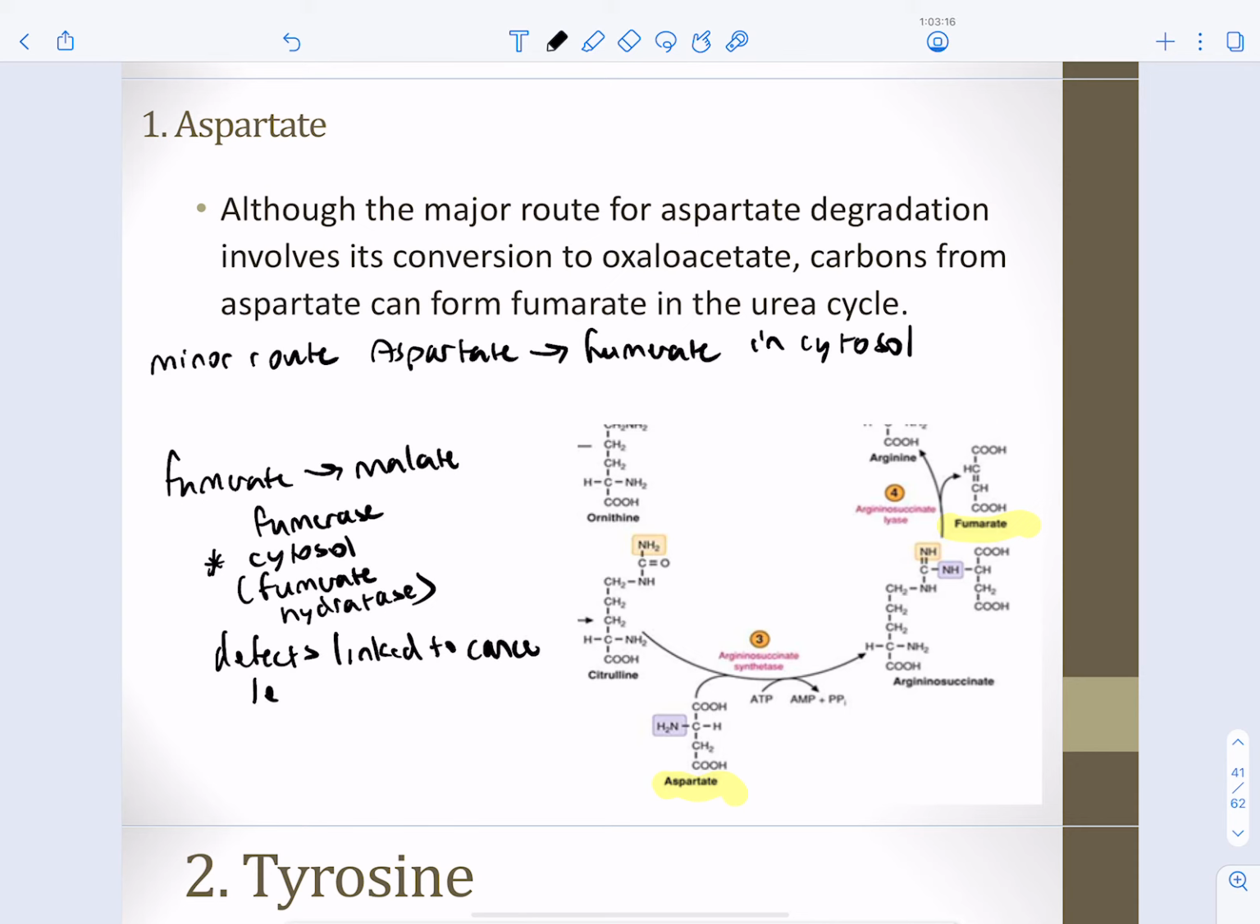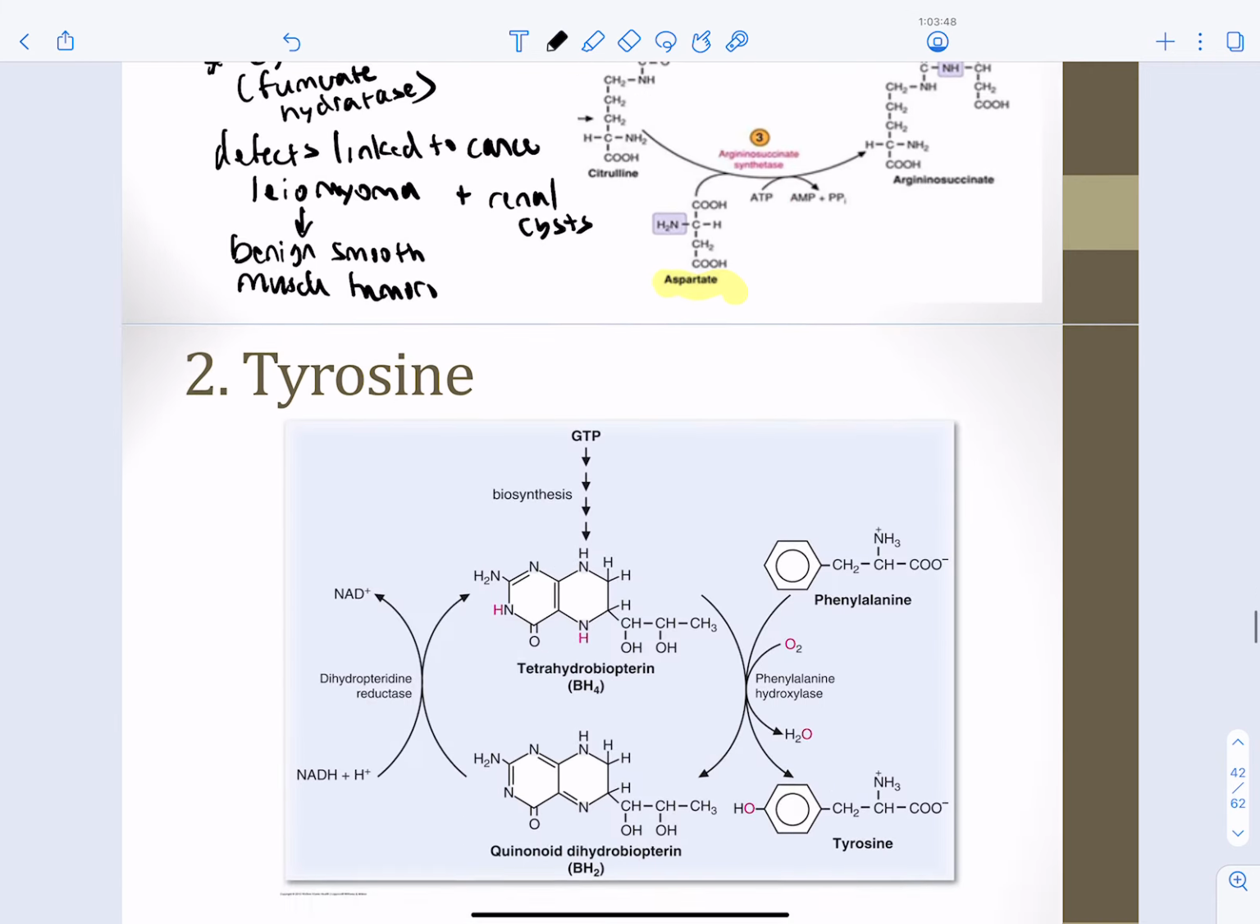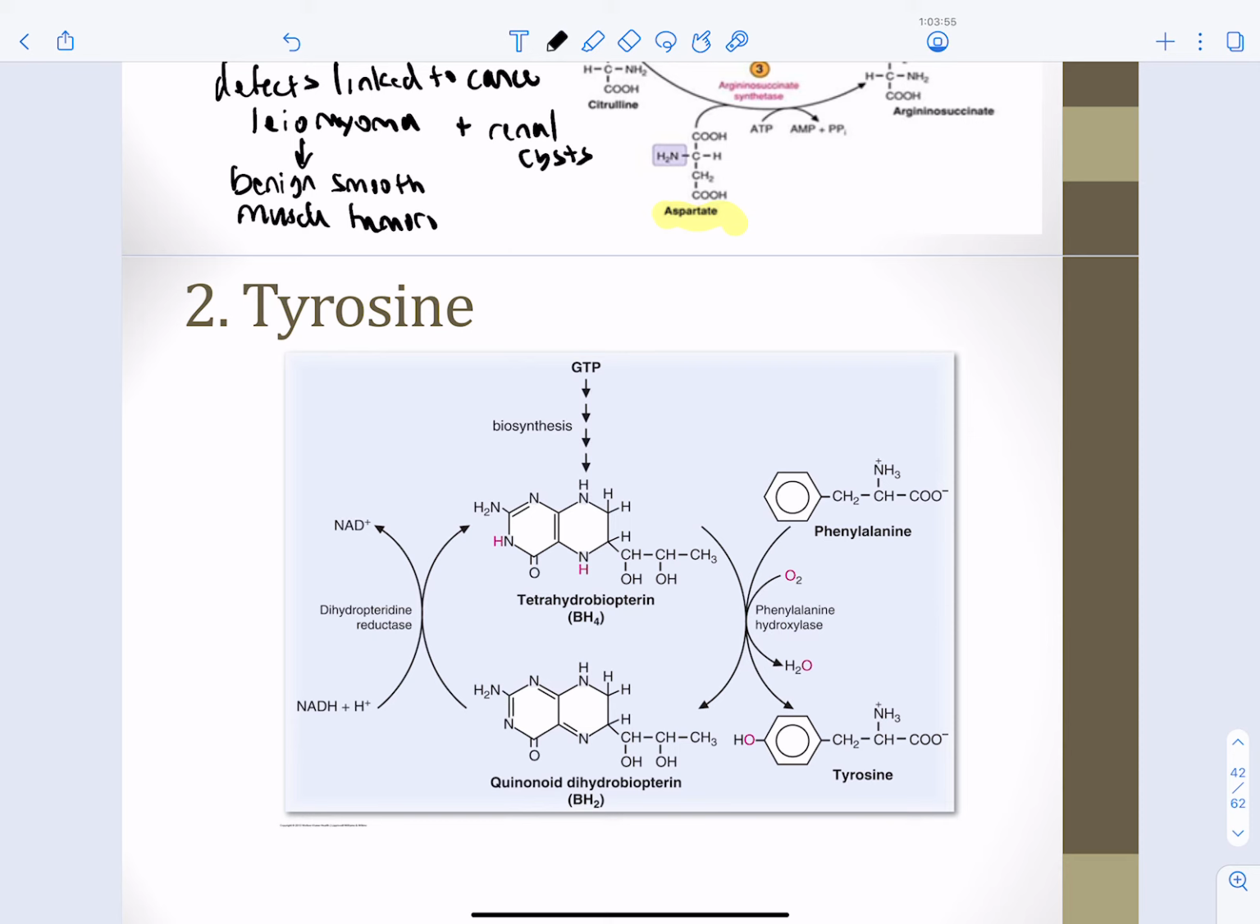A glioma, which are going to be benign smooth muscle tumors. And also renal cysts are also associated with the inability of converting fumarate to malate in your cytosol. All right, the next one that can form fumarate is going to be tyrosine.